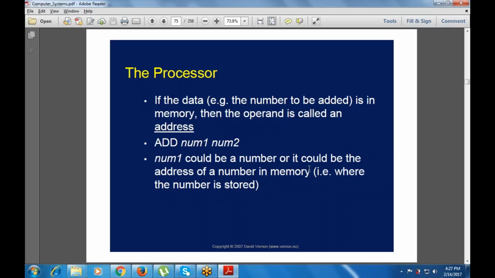Now, for example, if a number is to be added in the memory, then the operand is known as the address. That is how it is added. So this is add num1. num1 could be a number, or it could be the address of a number in the memory, that is, where the number is stored.